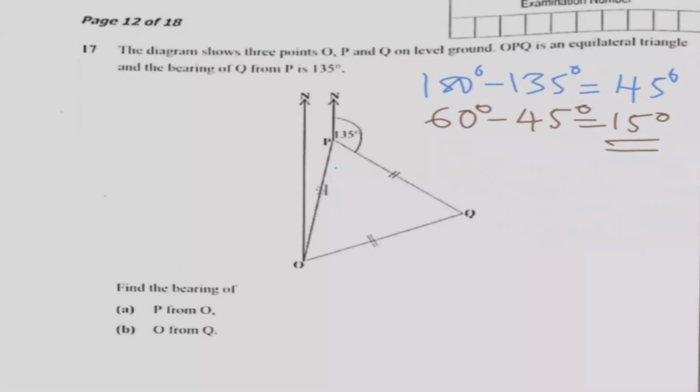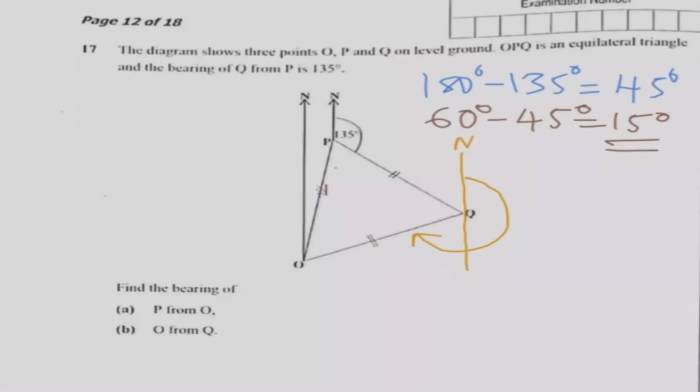Okay, so what we can do is we stand on Q and then draw the north line. So this is the north line. Okay, so the question is, we find the bearing from Q. So we are standing on Q, the bearing of O from Q. So this is the bearing that we need to find.